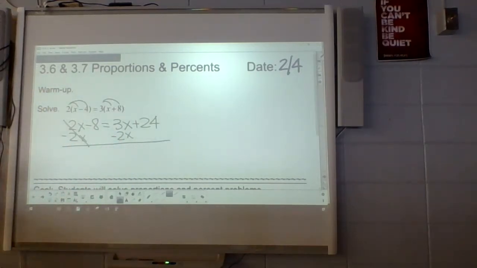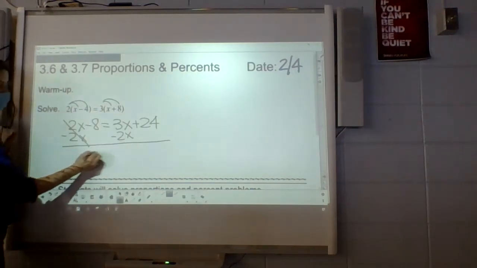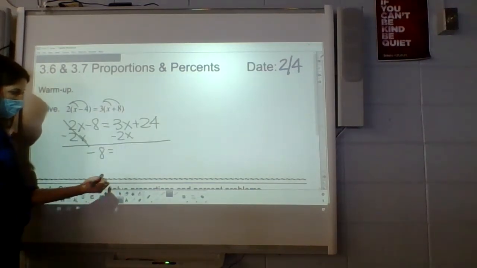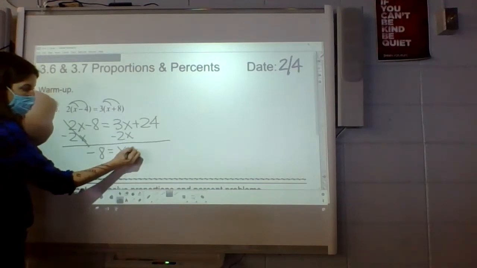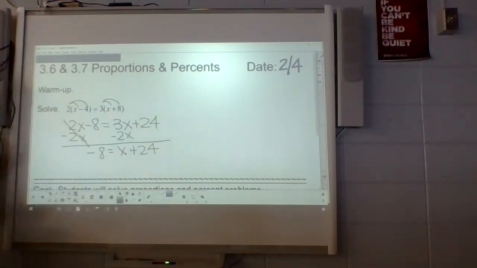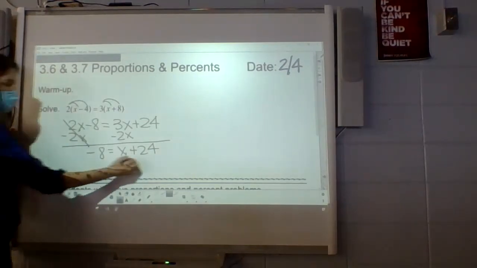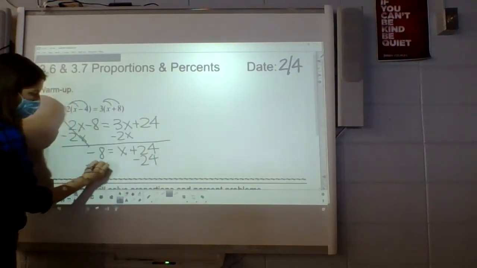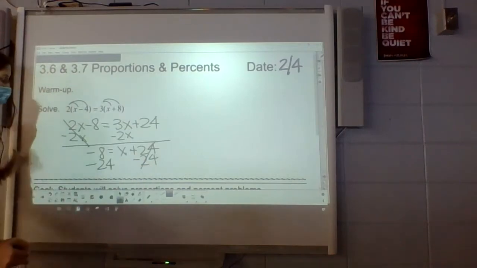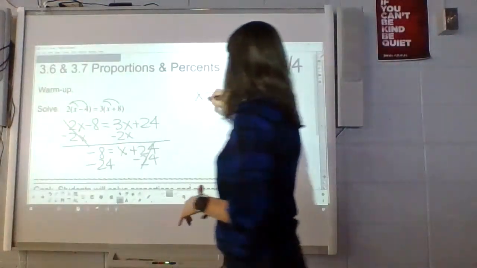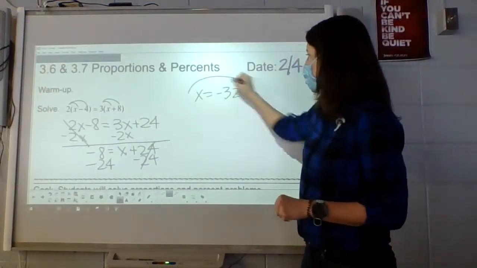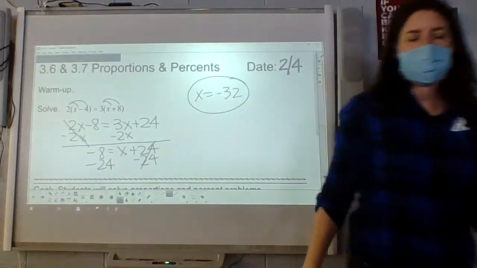So to move it over to the other side, we subtract 2x. So 3x minus 2x is 1x, or just x. And then to get my x, I'm just going to move that 24 back over. So x is going to end up being negative 32. Okay.